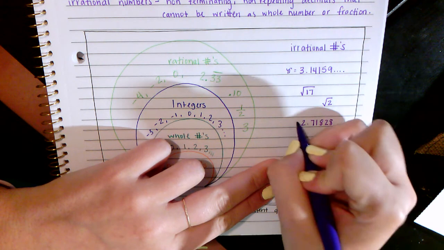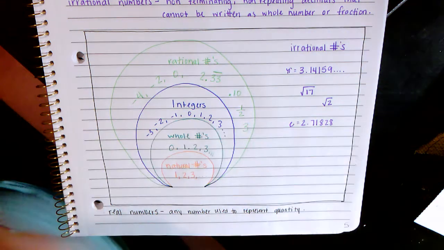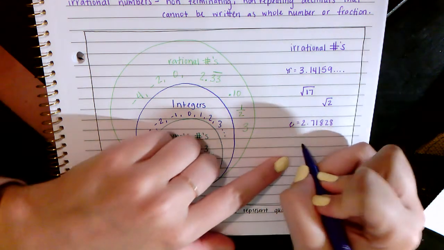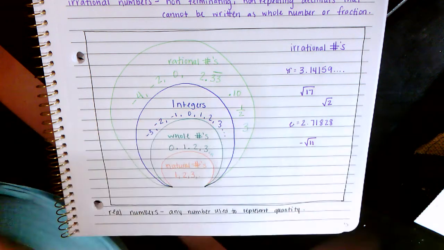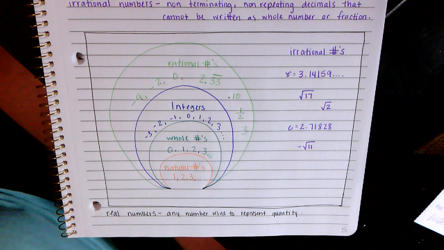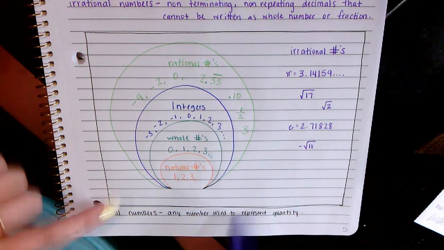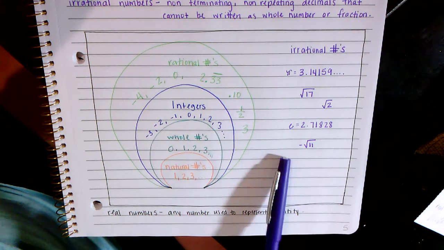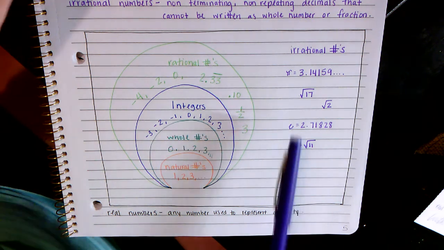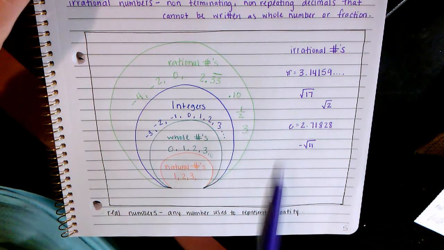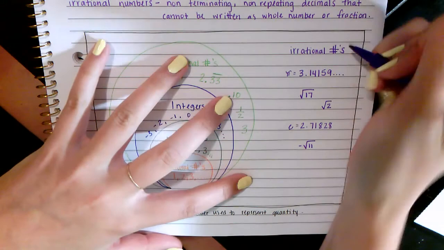2.71828, I'm pretty sure that's e. Again, a number that never ends. The negative square root of 11, also irrational. So these are numbers that are real, right? We can see them. They're not represented like imaginary numbers. They're not pretty at all, and they're very complicated. But they are real numbers, they're just irrational.